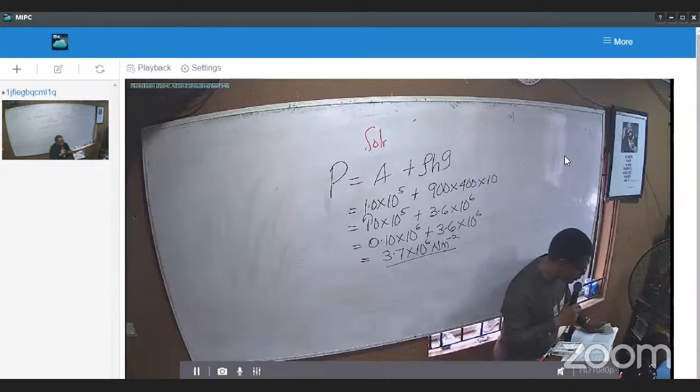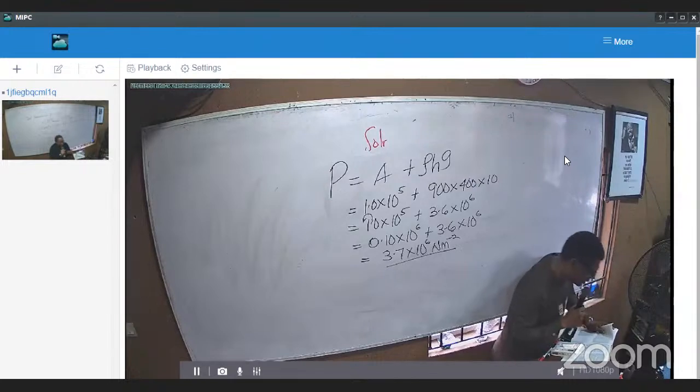Option B, the higher the density of a liquid, the lower the pressure it exerts.